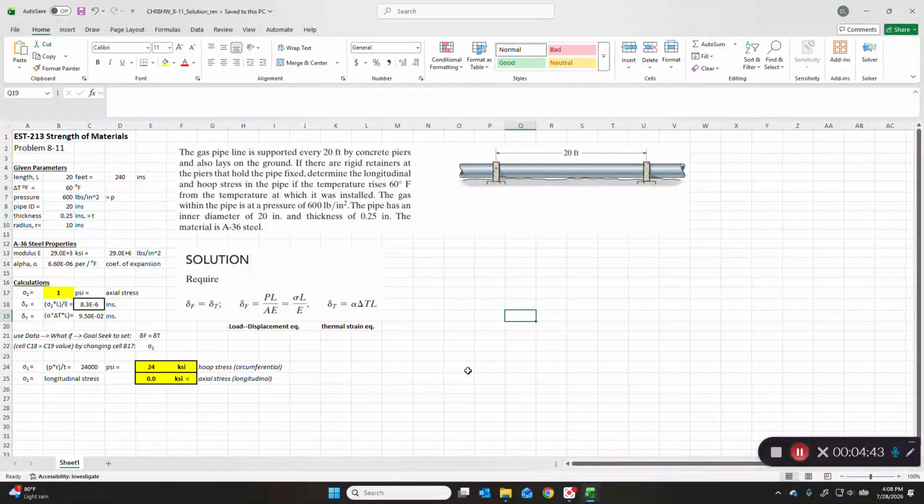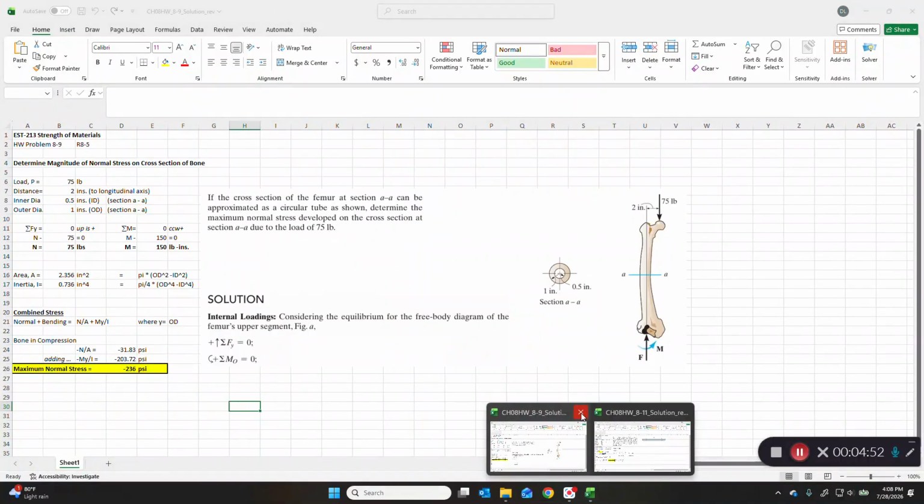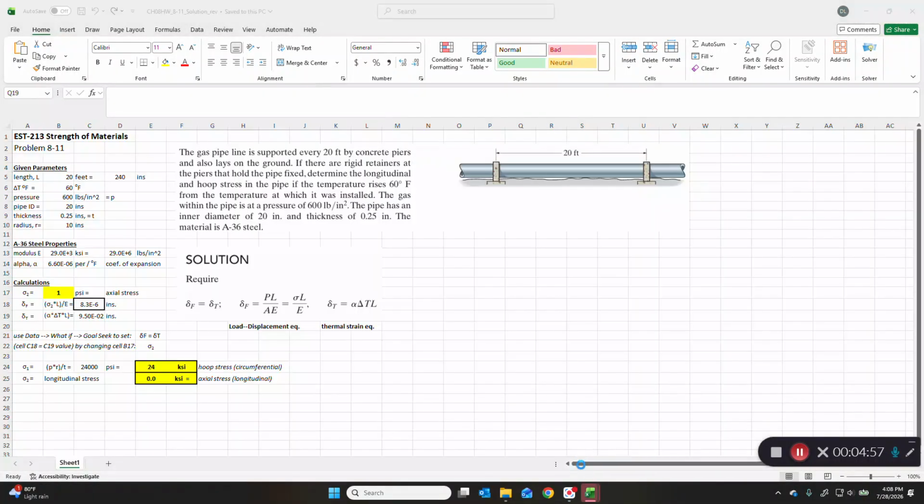I'm just going to try to close a few other windows here, if I could do that. My mouse is malfunctioning, maybe. So we're going to close 8.9, and we're not going to save that because it's already correct.